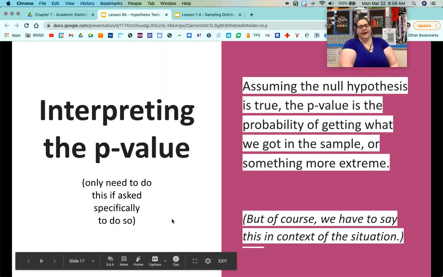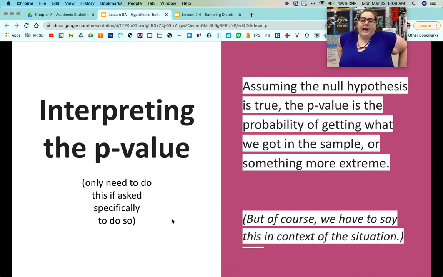The other thing that we could be asked to do, and this would be like a separate situation, a separate problem, is that we could be asked to interpret what that p-value means. So that p-value we got, that 0.0428, what does that actually mean?